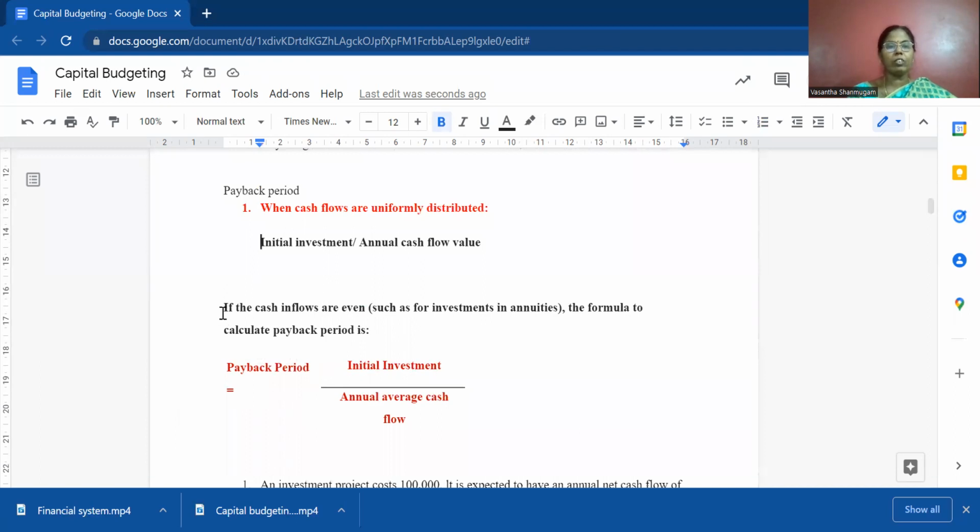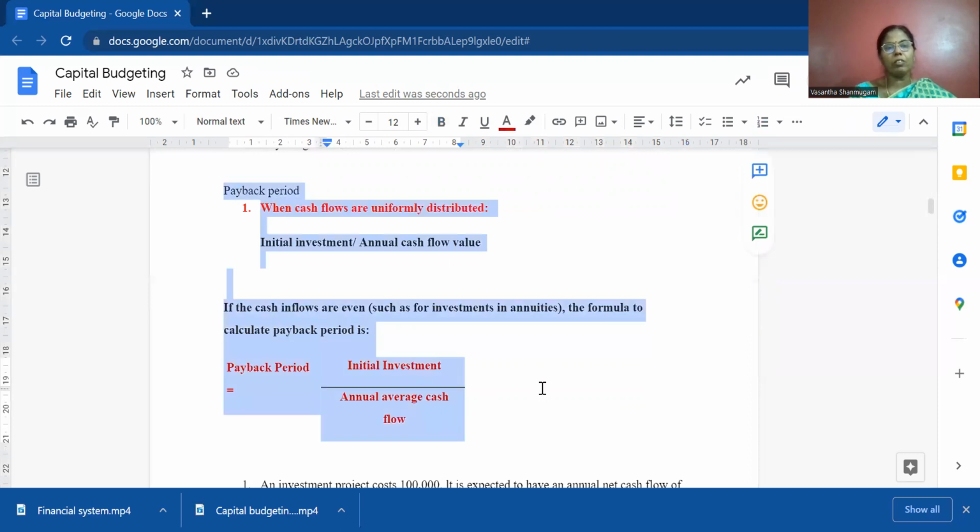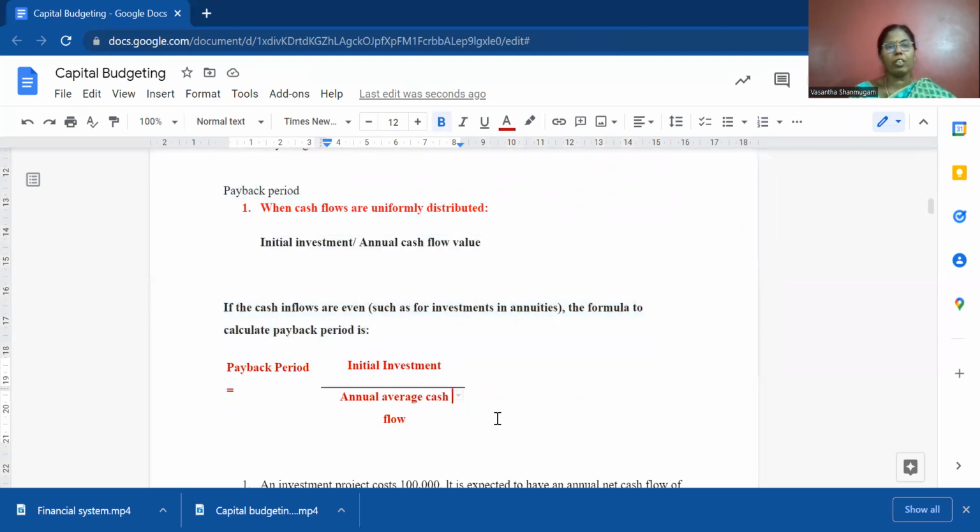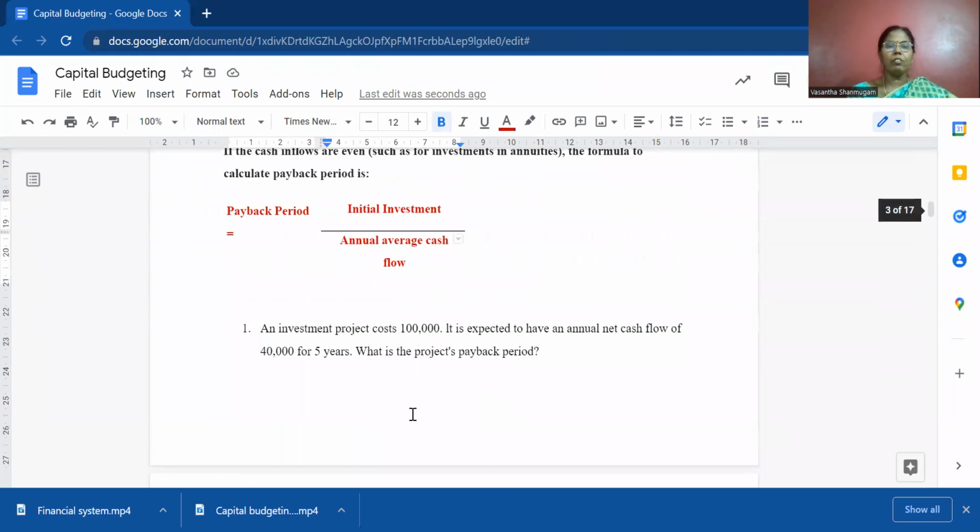Okay, next condition. If the cash inflows are even, such as in annuities, what is the formula to calculate the payback period? The same formula is repeated here: initial investment divided by annual average cash flow. So both are the same. When the cash inflows are uniform, you have to apply the formula of initial investment divided by annual average cash flow. Next, here you see the example.